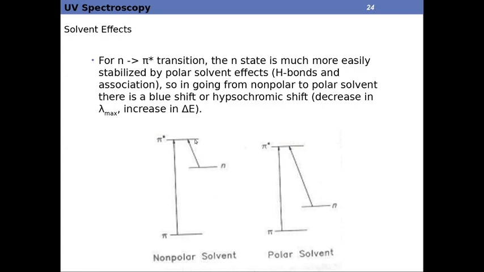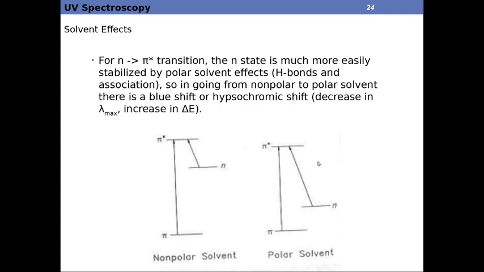So this is the opposite of the pi to pi star transition. You can see in a non-polar solvent, this much is the energy difference between the pi and pi star molecular orbitals, whereas in a polar solvent the energy difference is slightly reduced. So the energy difference is lesser. As a result, the transition will occur at a lower energy in a polar solvent for the pi to pi star transition. So the take home message is, when you increase the polarity of the solvent, the pi to pi star transition will be occurring at a lower energy or a greater wavelength.